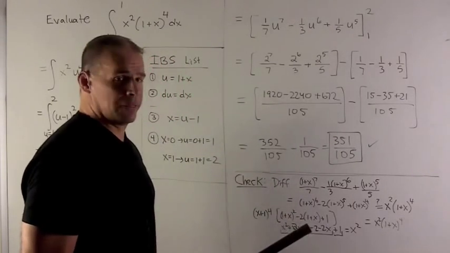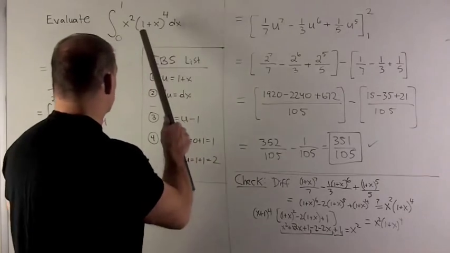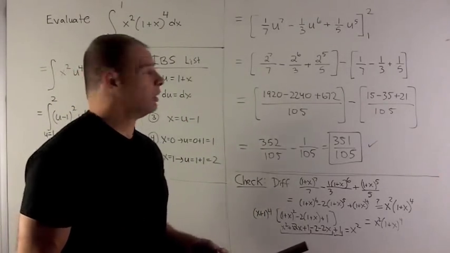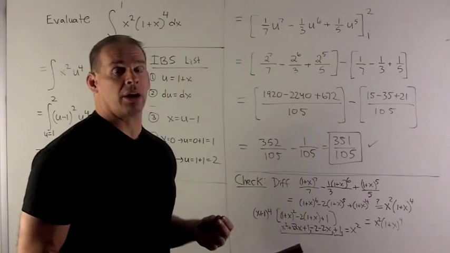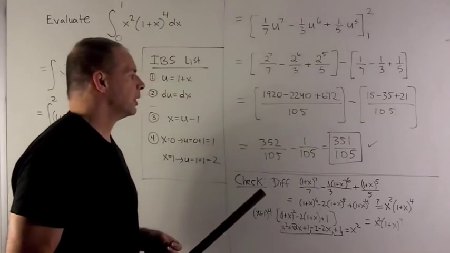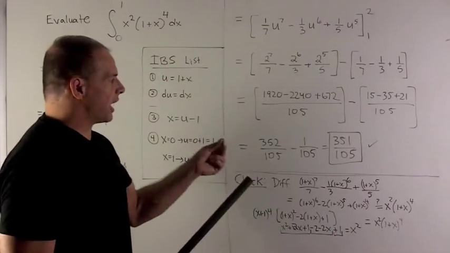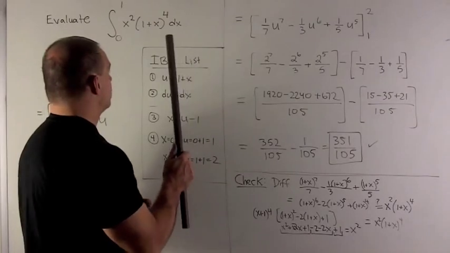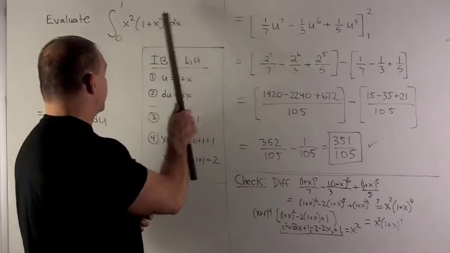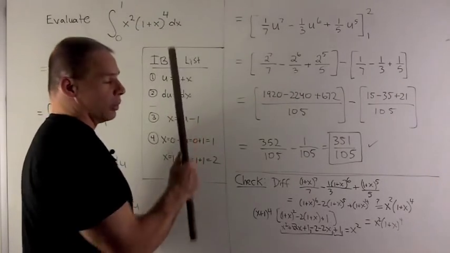And this will agree with the answer we would have gotten if I had expanded the (1 plus x) to the 4th power using Pascal's triangle and multiplied through by x squared. So that you can do to check your answer. Okay, that's a check comparing this different method of integration by substitution to the expansion of this into just a polynomial we know how to do.